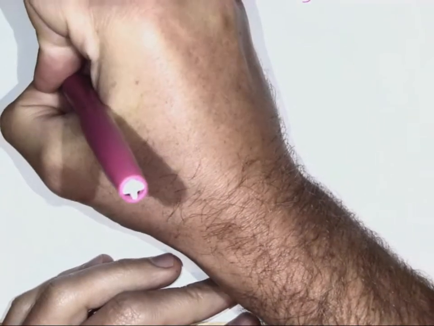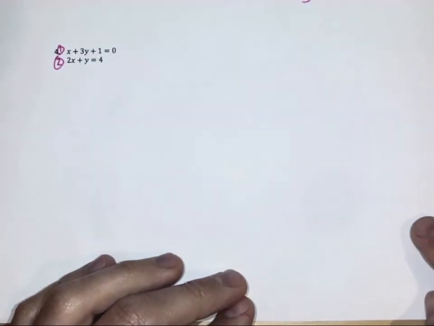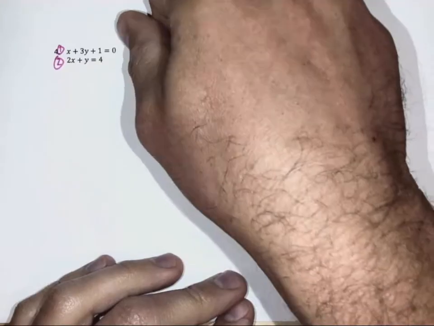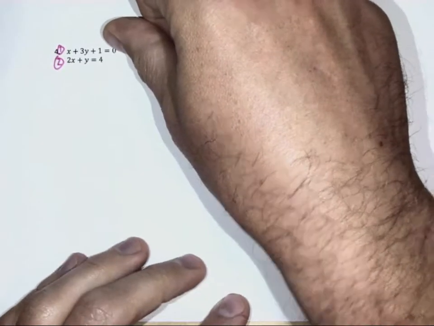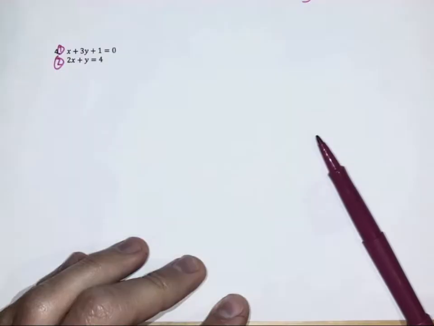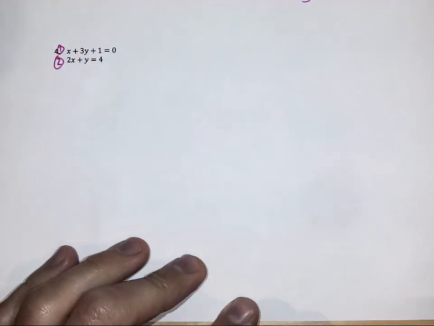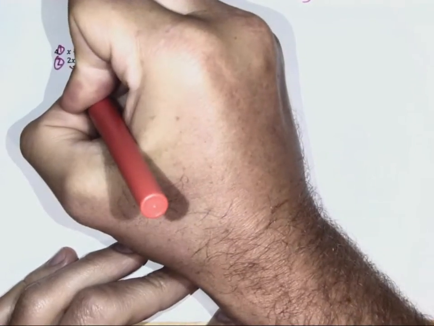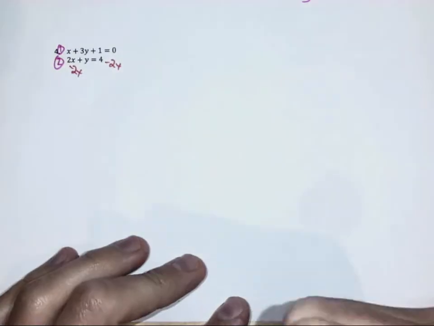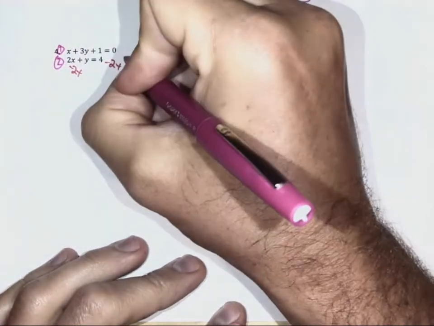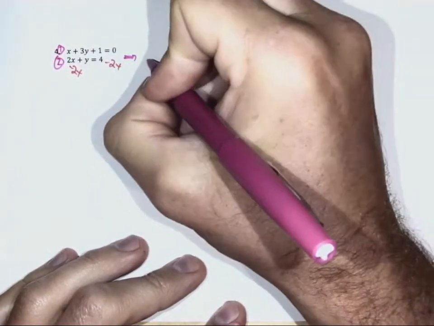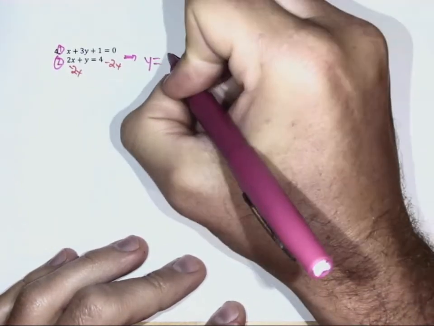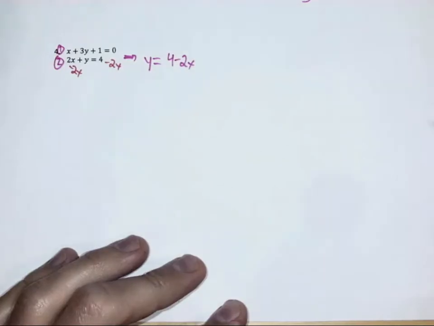Label my equations. Equation 1, equation 2. Example 3, I substituted or I rearranged equation 1. So this time I'm going to do it with equation 2. Take away 2x, take away 2x. So my new equation 2 is y equals 4 minus 2x.